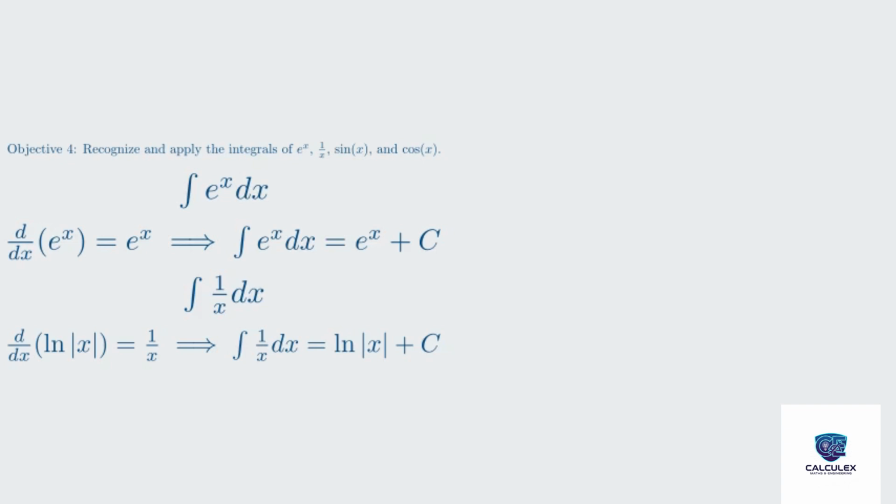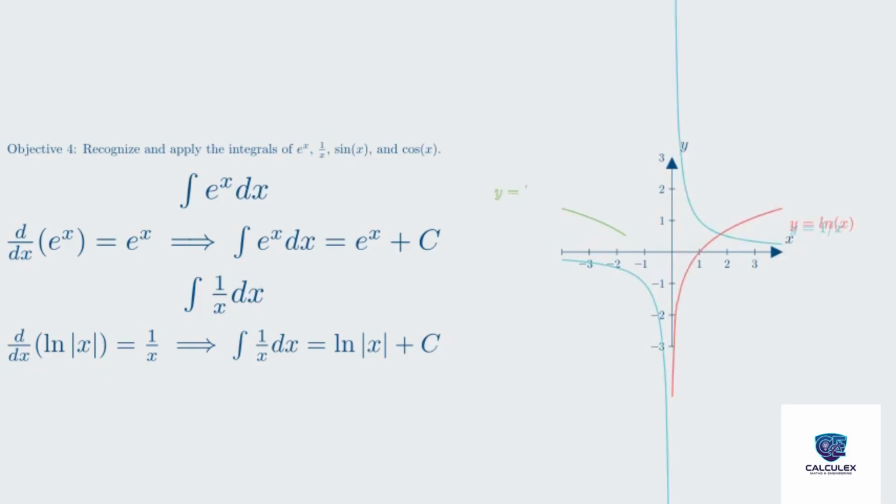Wait, why the absolute value? We add the absolute value signs to ensure that the domain of our integrated function matches the domain of the integrand. The function 1 over x is defined for all non-zero x, but the natural logarithm is only defined for positive x. By including the absolute value, our answer, natural log of the absolute value of x, is now also defined for all non-zero x, matching the original problem. This is a very important detail.